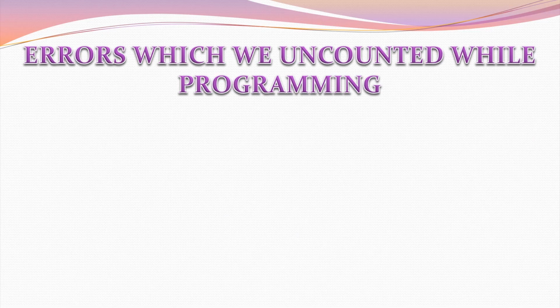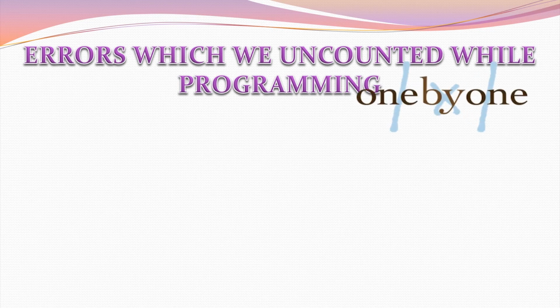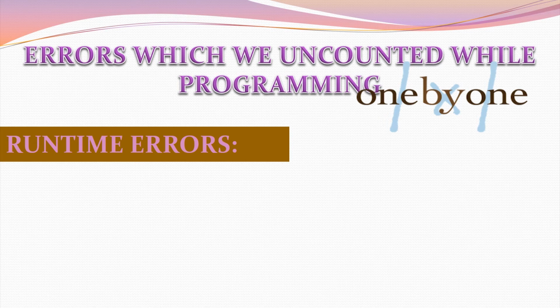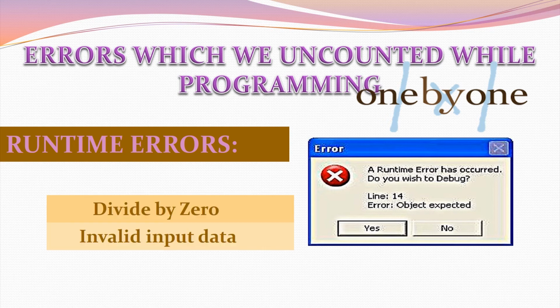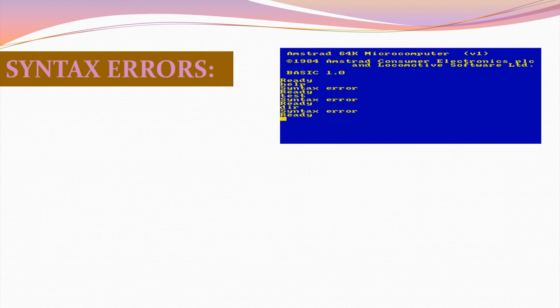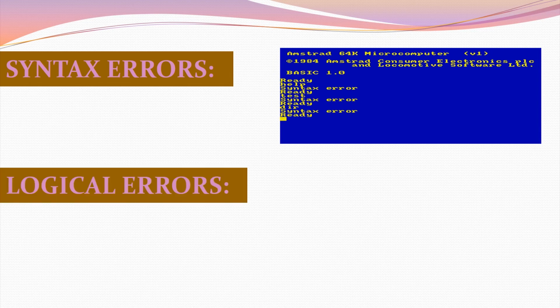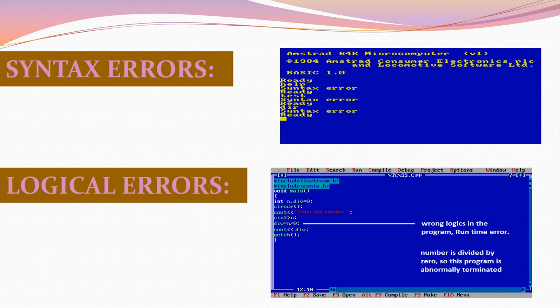There are errors which we encounter while programming. Let's learn about some of these errors one by one. Number 1. Runtime error. There are no syntax errors, but the program can't complete execution, which includes divide by 0 or invalid input data. Number 2. Syntax errors. These are errors in the grammar of the language. Number 3. Logical errors. The program completes execution but delivers incorrect results, and uncommon usage of parentheses.